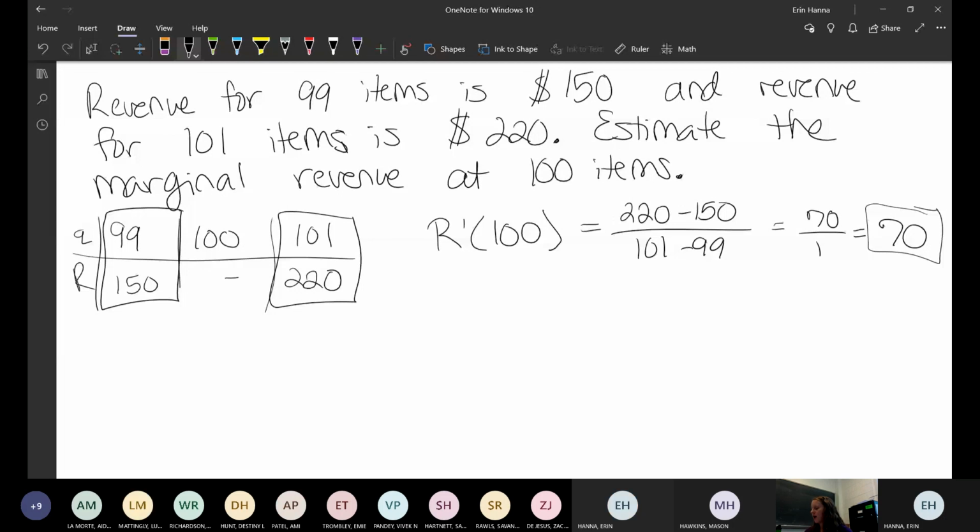70 over 2. Oh, yeah. No, I'm dumb, Sam. Thanks. I was wondering, you said over 2, and I was like, I don't know what you mean by over 2. 220 minus 150, that was really dumb of me. 70 over 2, which is 35. Wow, I'm dumb.